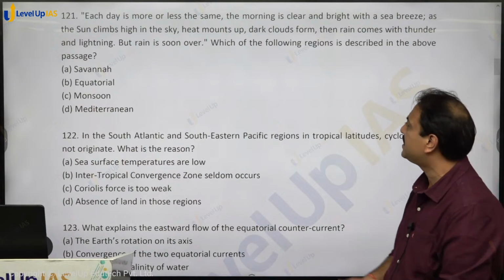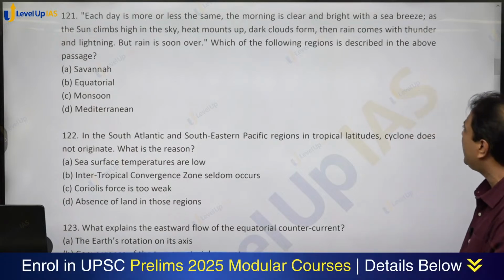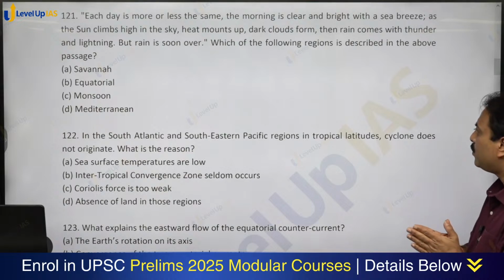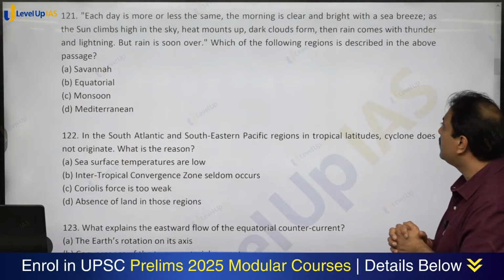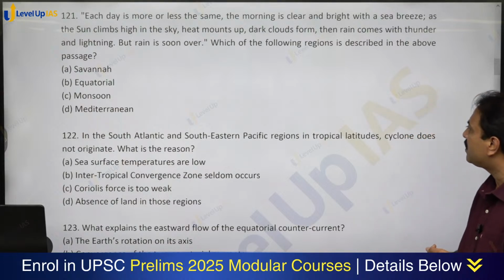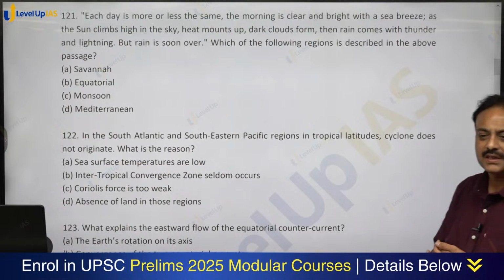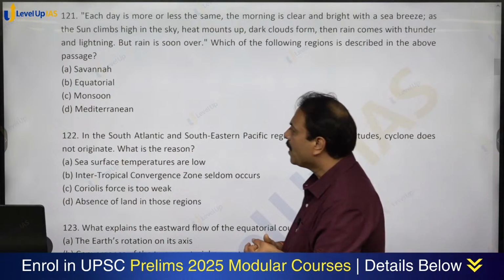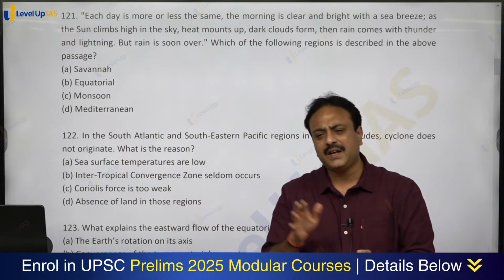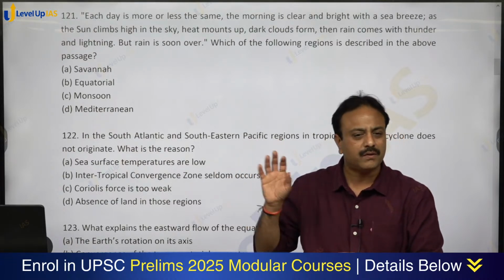Each day is more or less the same. The morning is clear and bright with a sea breeze. As the sun climbs high in the sky, heat mounts up. Dark clouds form. Then rain comes with thunder and lightning. But rain is soon over. Which of the following regions is described in the above passage? If you are on the equator and you have a source of water, then the daily phenomena written over here will take place.